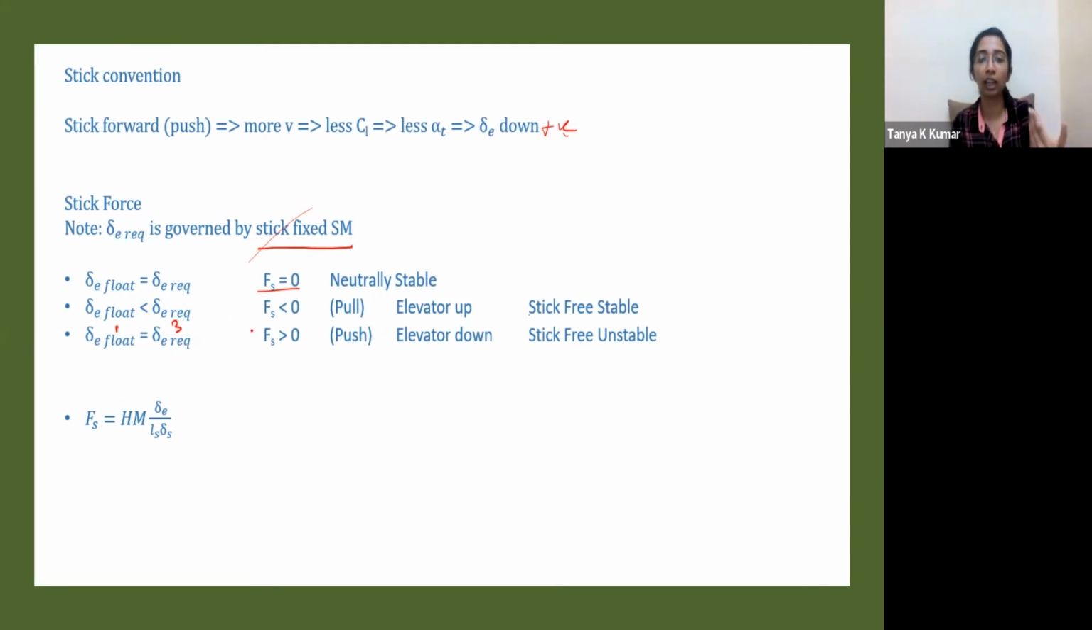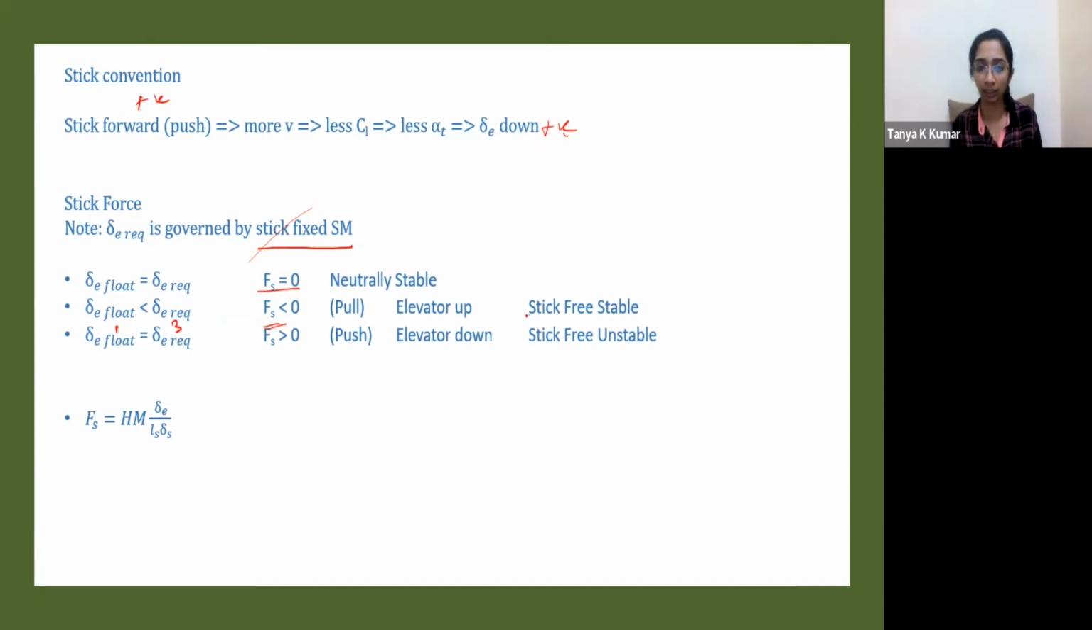When you deflect the elevator up, what is it considered? It is pulling the stick. Pulling the stick is what? Negative. Stick forward is positive, stick pulling is negative. So when you have to deflect the elevator up, you need to pull your stick. When you pull your stick, the force required is negative. This condition, when encountered in an aircraft, is known as stick free stable.